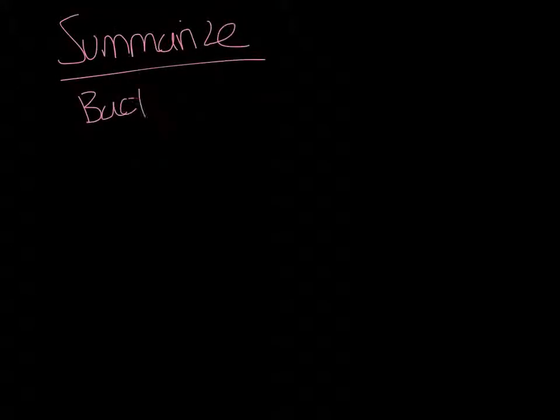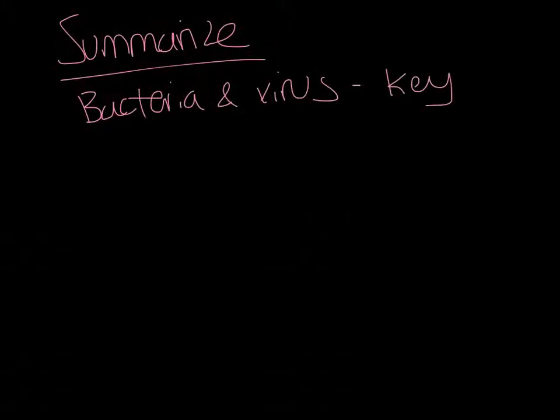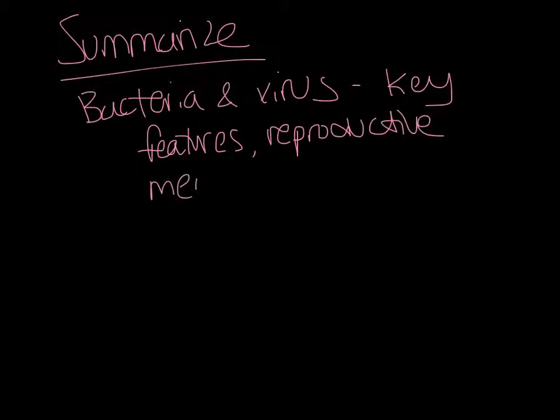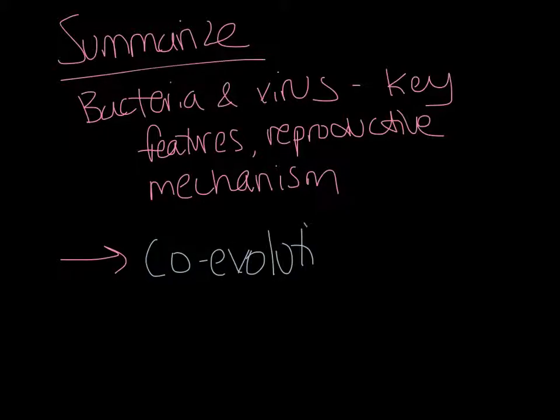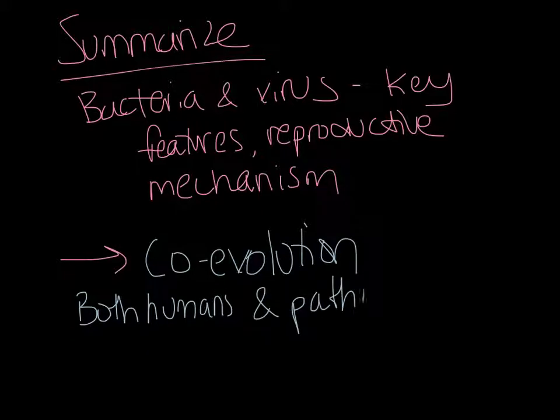So to just wrap up, I wanted to summarize what we covered. We basically talked about bacteria and viruses, some key features. We also covered their reproductive mechanism. And more importantly, I wanted to bring up the idea of coevolution. I'll go ahead and attach some videos where you can see this coevolution, this idea that both humans and these pathogens are locked in an evolutionary arms race.